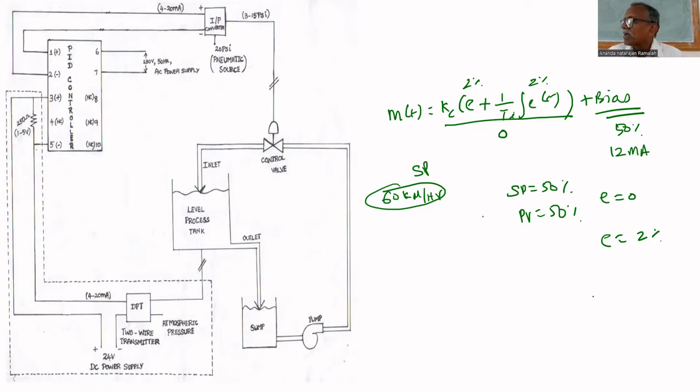Suppose because of disturbance, the level is changed to 52%. What is the error? Error equals minus 2%. That's why there will be a decrease in the controller output. Error is negative, so it decreases from 50 to 48%.